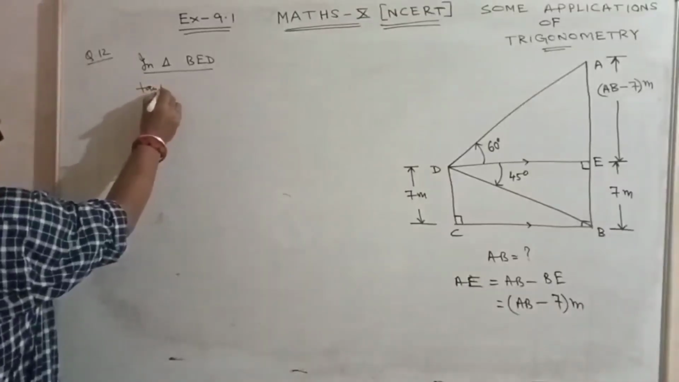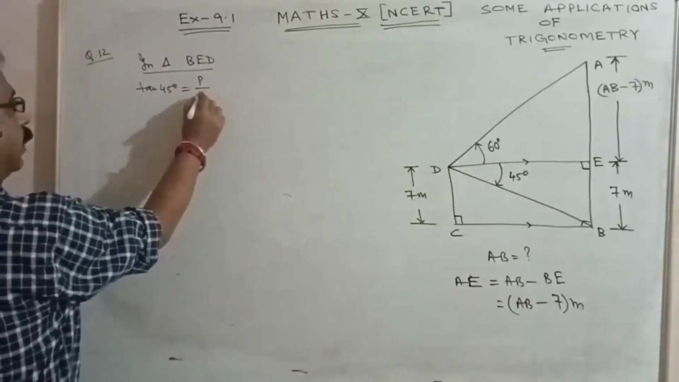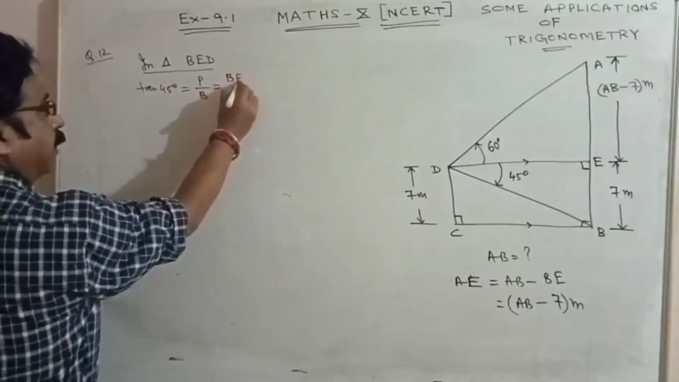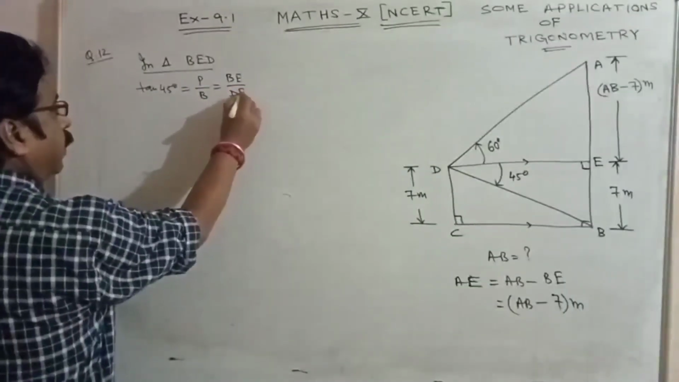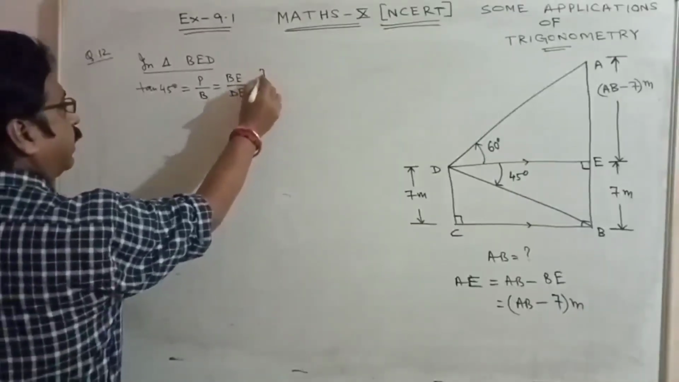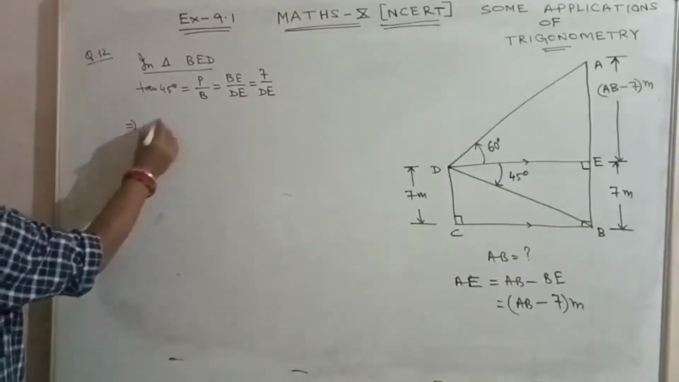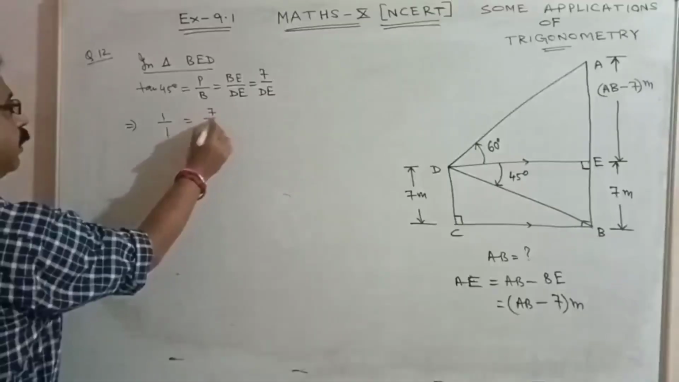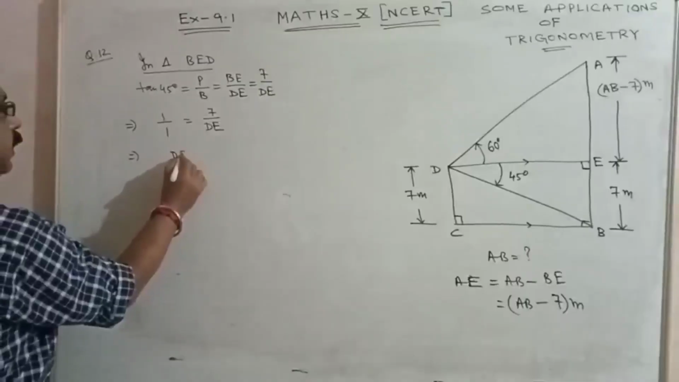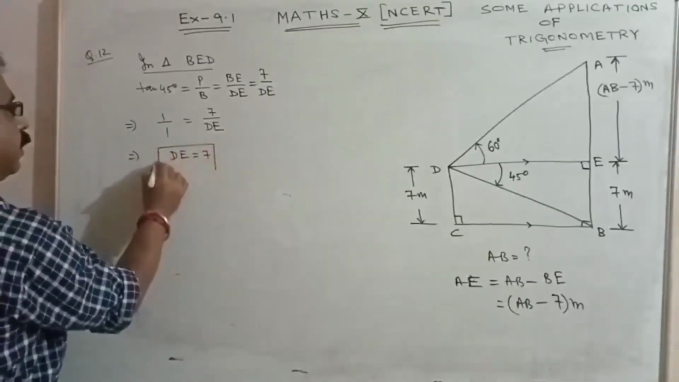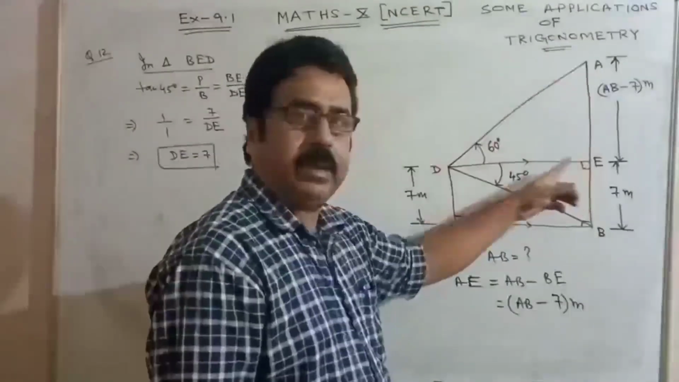Tan 45 degree equals BE, which is the perpendicular, and the base is DE. BE is known to us. We can write 7 upon DE. Tan 45 degree is 1. Write 1 upon 1 equals 7 upon DE. We got DE equals 7. Next, we can take this triangle AED.